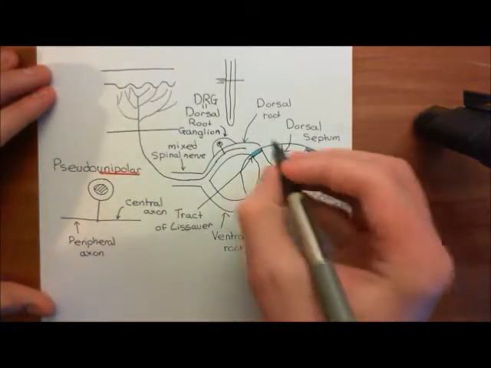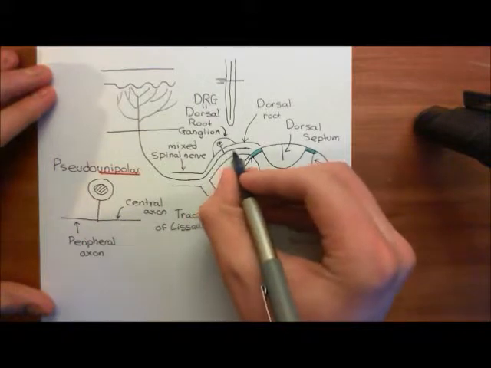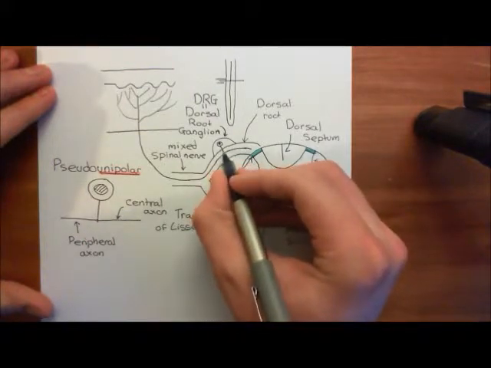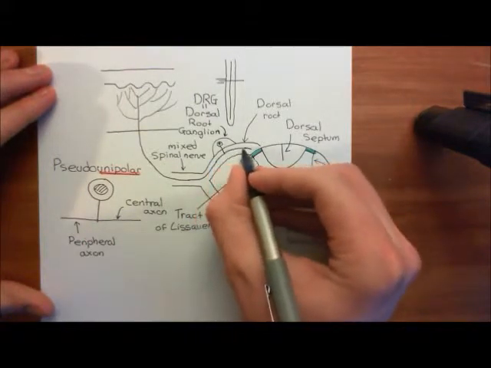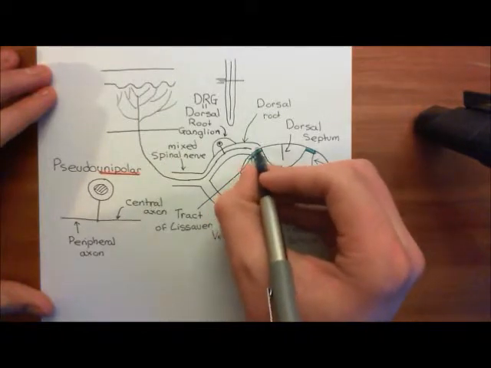What's going to happen is the central axon of this nociceptive neuron is going to split into many different branches. So it's going to branch out again.